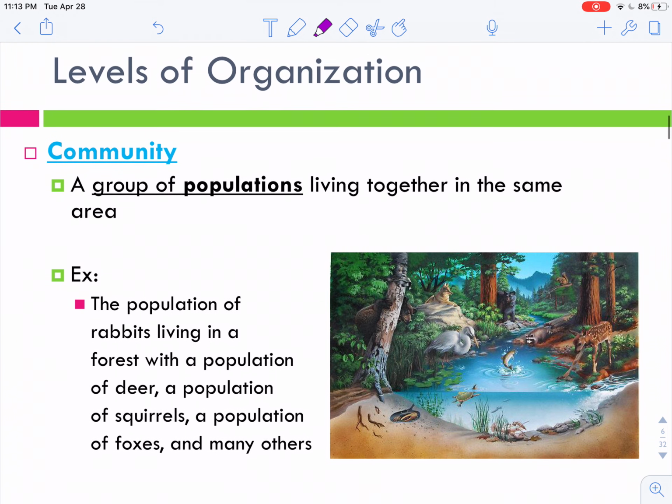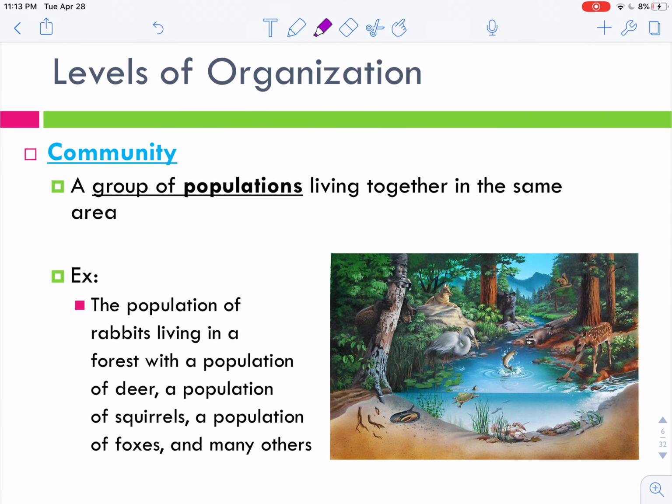Community is the next word on this ladder of terms, which is, again, even more general. A community is a group of populations. See how each one of these words is a group of the previous word? So individual, population, community. A community is many populations put together. You can see in this picture, there's a population of rabbits with a population of deer and a population of squirrels. If you include all of those things together, that is one community.